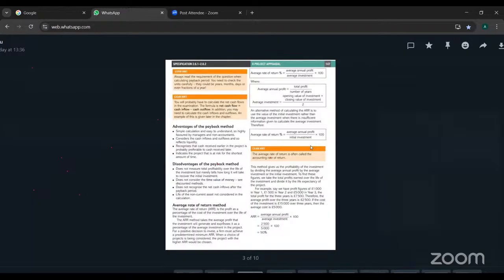That will be next week. Today, I will teach only the theory part. Okay. So ARR percentage, you can calculate average annual profit divided by average investment into 100.